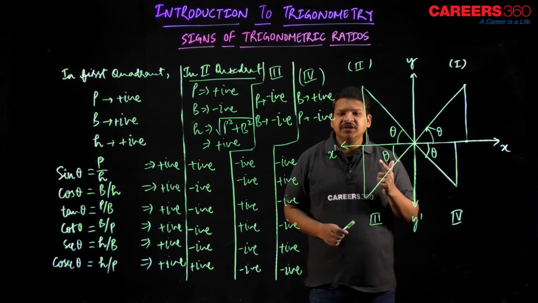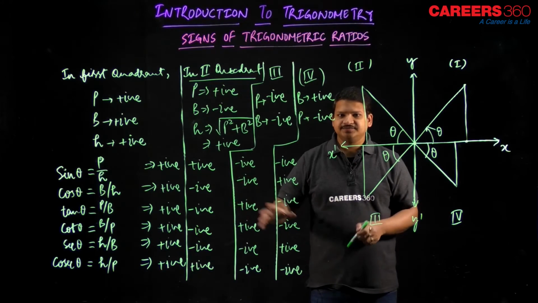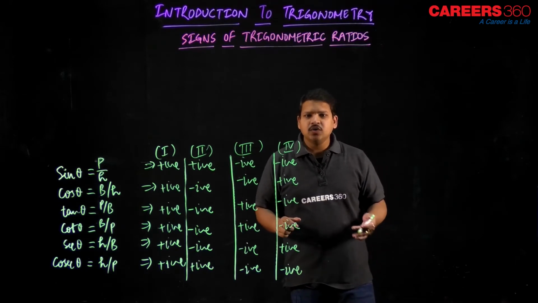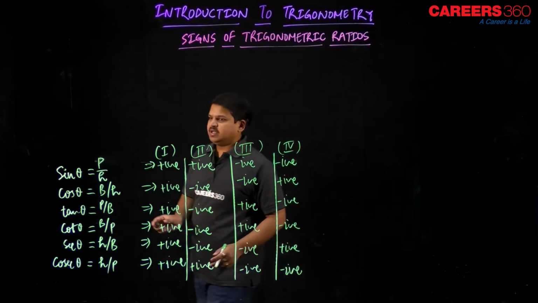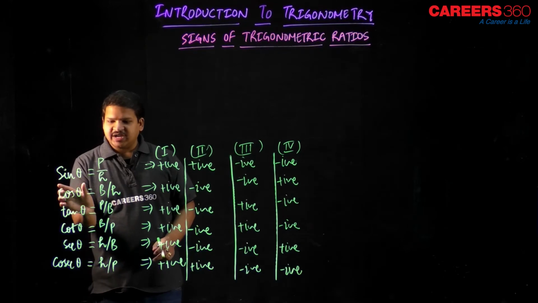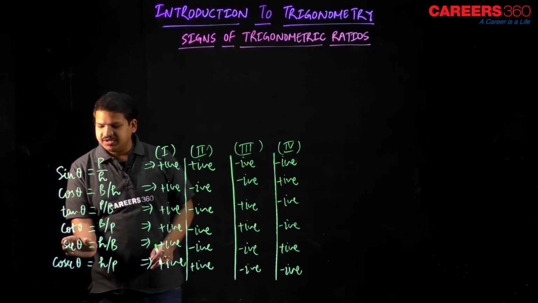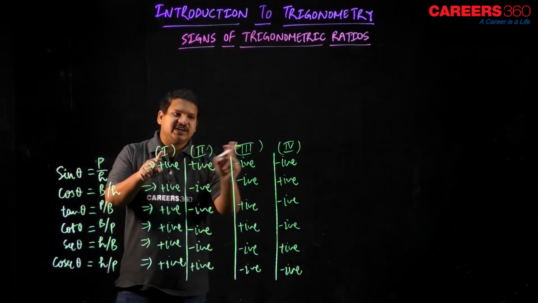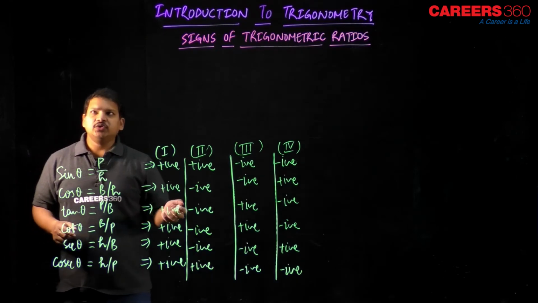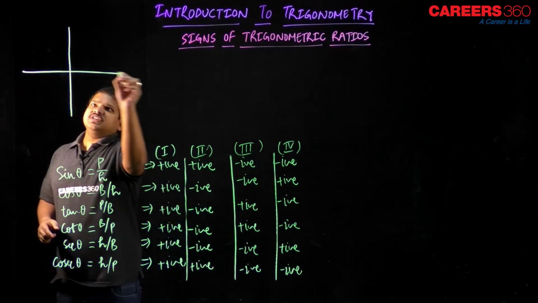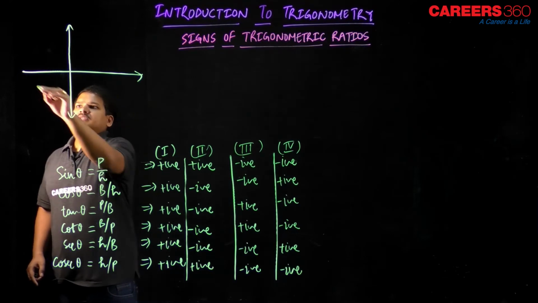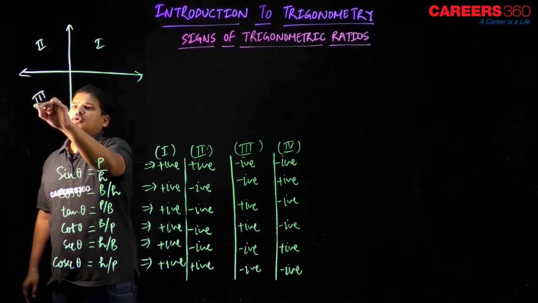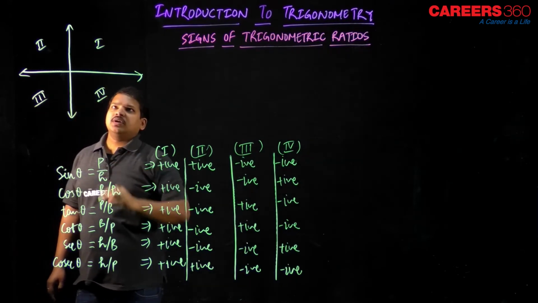Now let's learn a trick how to remember all of these. Now we are going to learn these signs, how can we memorize them easily. As you can see, we have already obtained sin theta, cos theta, tan theta, cot theta, sec theta and cosec theta, and the signs of them in different quadrants, first, second, third and fourth. Now let's learn a trick to remember them all. So for example, this is my first quadrant, this is my second quadrant, this is my third quadrant and this is my fourth quadrant, right?